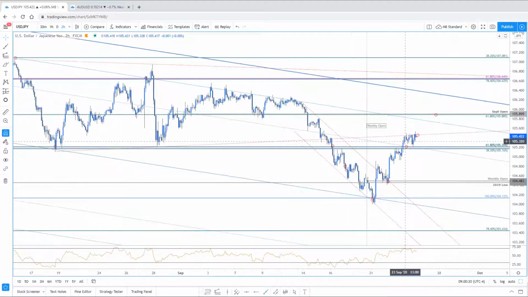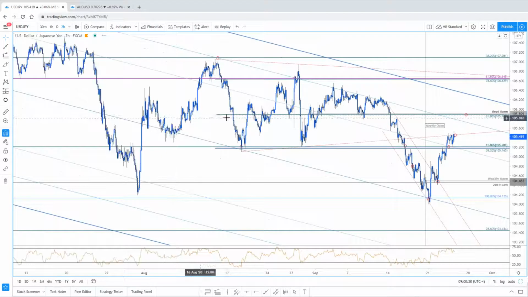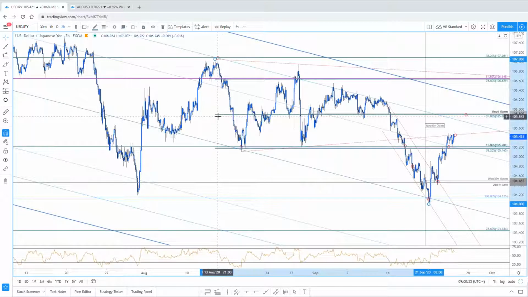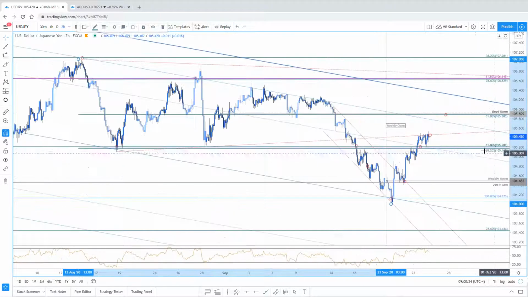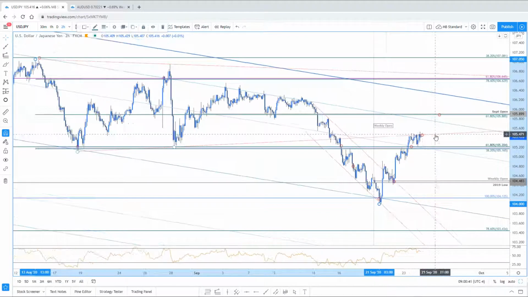The bigger level is from here, now that we're above 105.20, is that 105.85 level. It's the objective monthly open, the 618 retracement of the decline off that late August high, and just a nice confluence zone, right? So I don't want to tempt a new fresh long exposure from here.